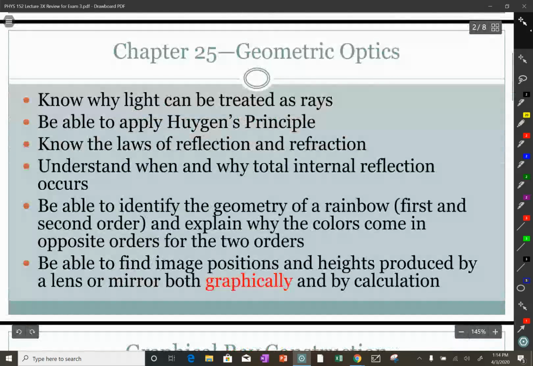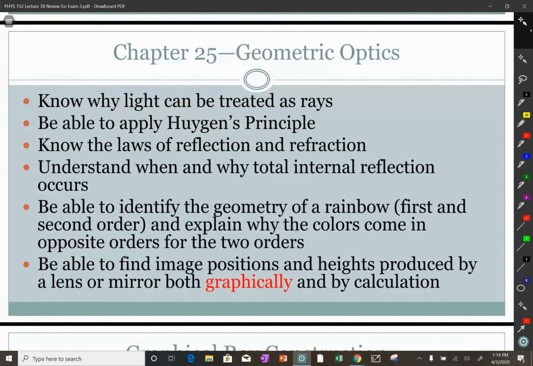So Chapter 25 was really a full chapter. Chapter 25 we spent a lot of time on. We learned that light can be treated as a ray, that is, it travels in a straight path. And because of that, we can use geometry to figure out how images are formed.